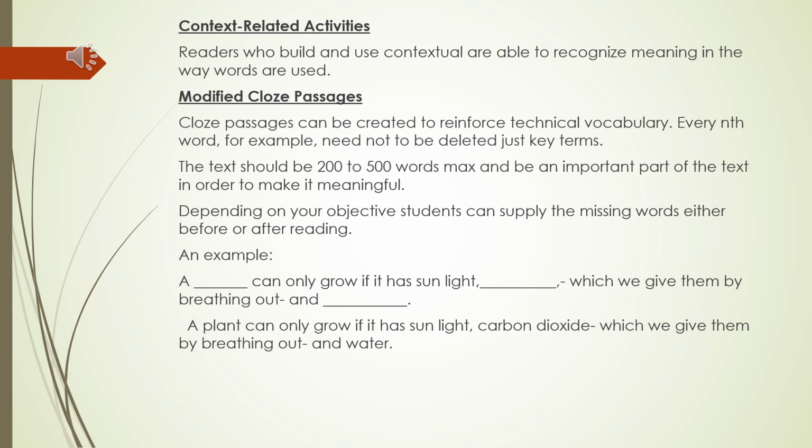An example: a blank can grow if it has sunlight, blank, which we give them by breathing out in blank. A plant can grow if it has sunlight, carbon dioxide, which we give them by breathing out in water.